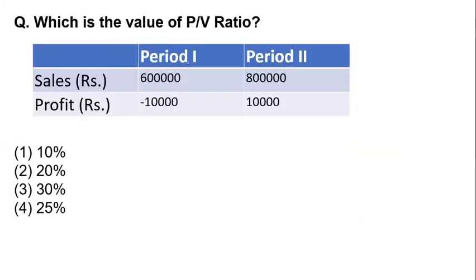Now, which is the value of the PV ratio? Here the data is given, and you need to know how to calculate the PV ratio. The general formula of the PV ratio is contribution divided by sale, multiplied by 100. And if I elaborate the contribution, the contribution is nothing but sales minus variable cost.